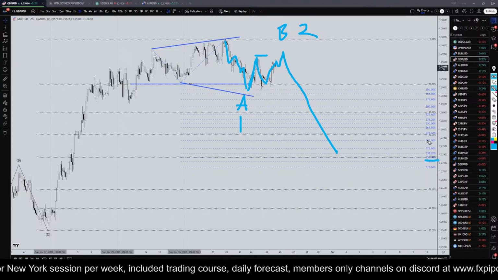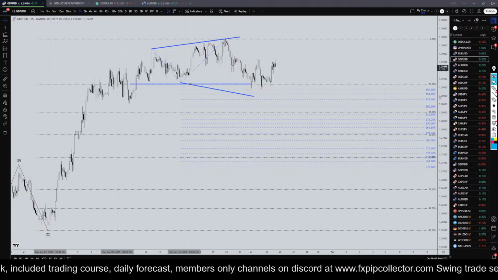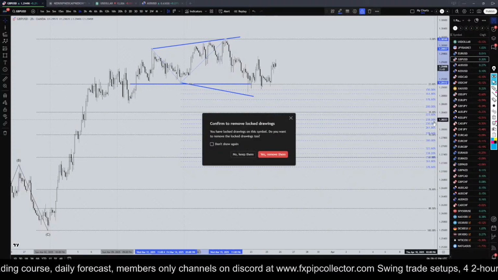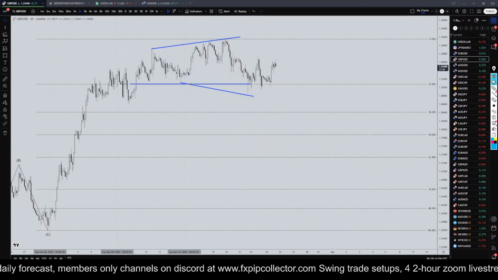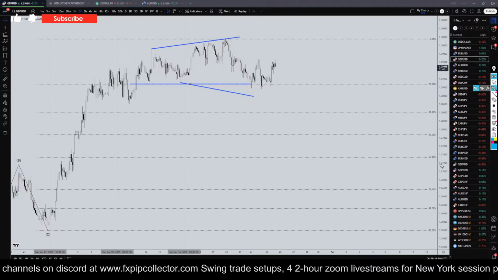50%, maybe 61%, something like that. Keep an eye on your levels. I'm going to get rid of this fib extension for now because the fib retracement is probably more important now. It might go down to the 61%.